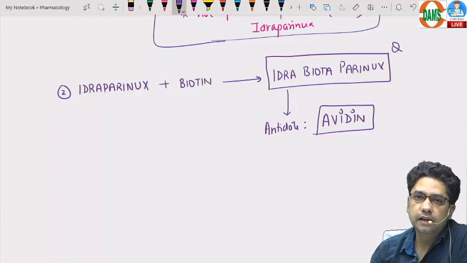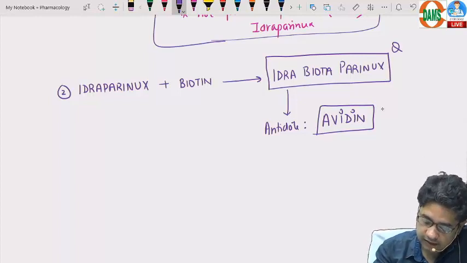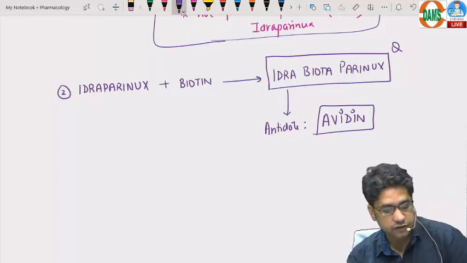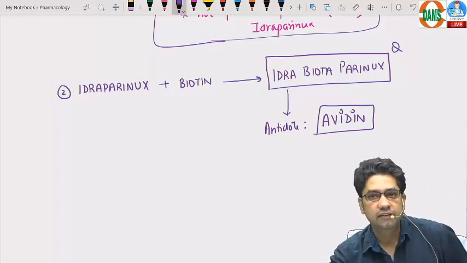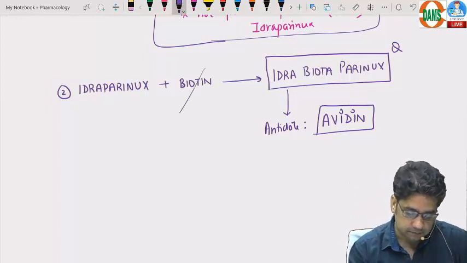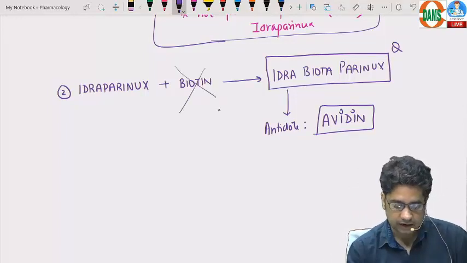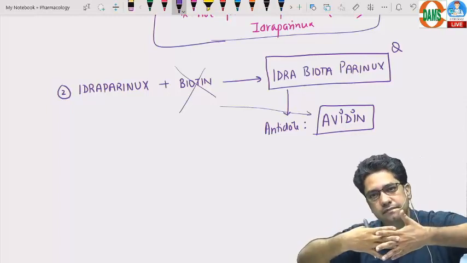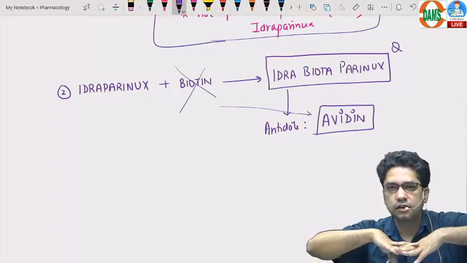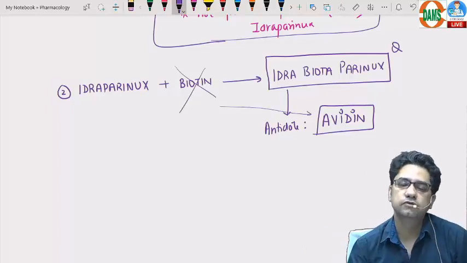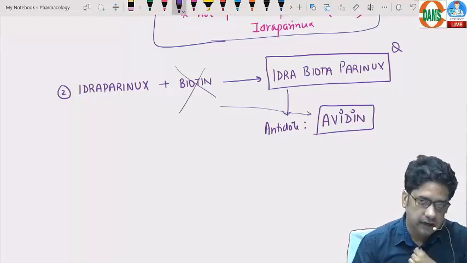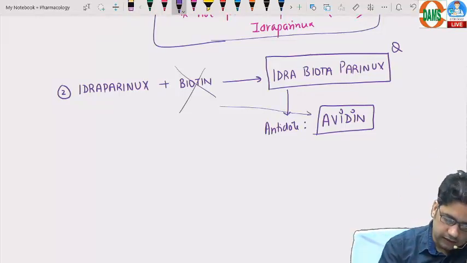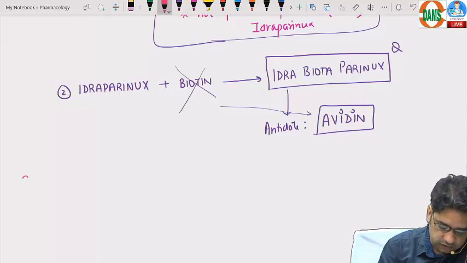Idra Biota Perinux Avidin, because Avidin binds to which molecule? Tell me. Avidin binds to which molecule? Avidin can activate this biotin. Avidin biotin से bind कर जाता है. You will learn in PSM this part. So for Idra Biota Perinux we have an antidote. If bleeding occurs, we have an antidote. Done? Let's talk about the side effects of heparin.